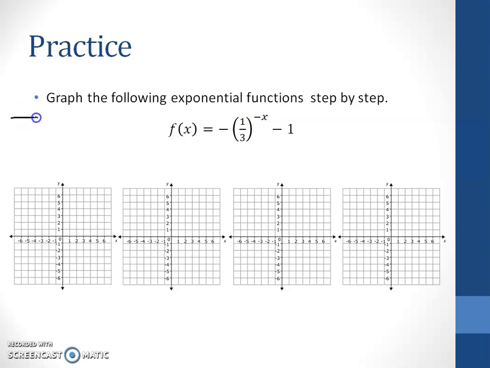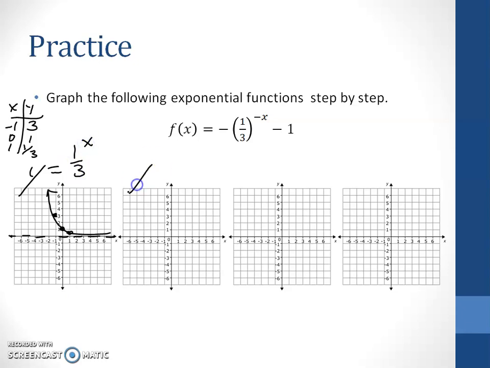Okay? Start out with our table. X, Y, negative 1, 0, and 1. 0 always goes with 1. 1 goes with the base, which is 1/3. Negative 1 goes with the reciprocal. The reciprocal of 1/3 is 3. So negative 1, 3, 0, 1, 1 and 1/3. Don't forget my asymptote. There's our parent.